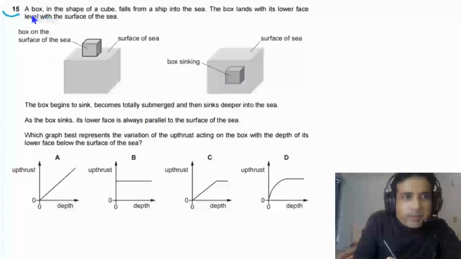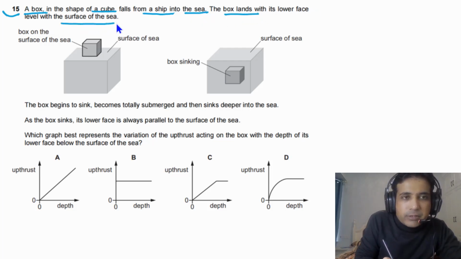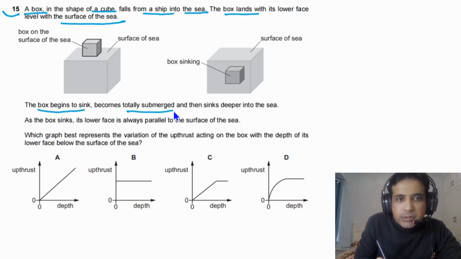For question number 15, it is given to us a box in the shape of a cube falls from a ship into the sea. The box lands with its lower face level with the surface of the sea. The box begins to sink, becomes totally submerged, and then sinks deeper into the sea.